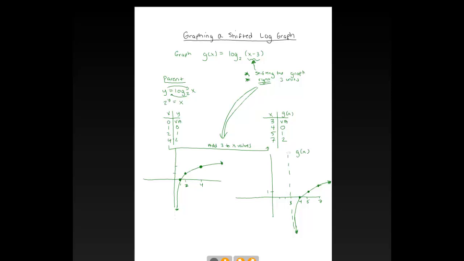Notice all the relationships stay the same, right? For instance, the vertical asymptote of our parent function was over here at the y-axis, and this point over here, the 0, the x-intercept, was 1 away from the vertical asymptote. If you go over here, the vertical asymptote is right here at 3, and the x-intercept is at 4, 1 away from the vertical asymptote. So with horizontal shifts, that'll always happen. Those relationships stay the same. They've just moved their location. Okay?